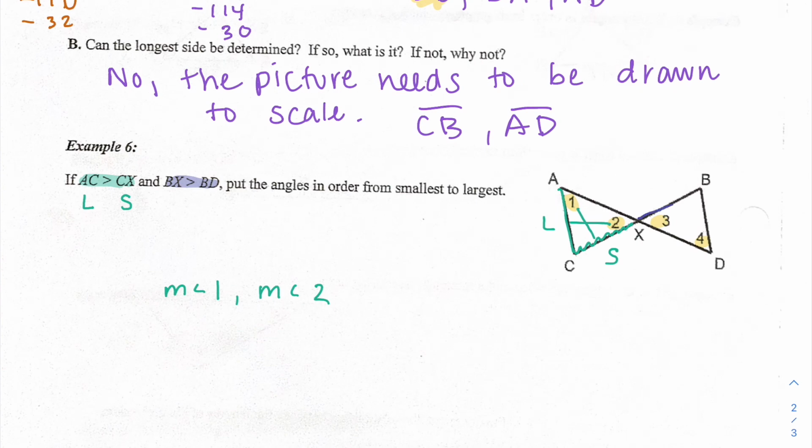All right, for this next one, the hint they give us is BX is greater than BD. So BX is our big side. BD is my smaller side. So I know on that one, my smaller angle is going to be angle 3 and my larger angle is going to be angle 4. Now they want us to put it in order from smallest to largest.